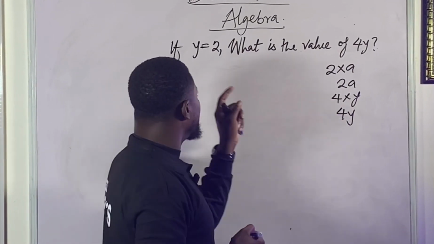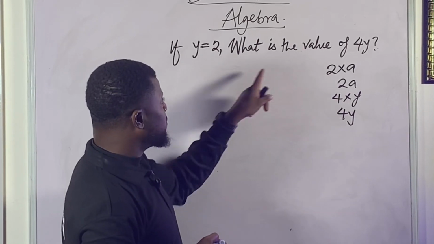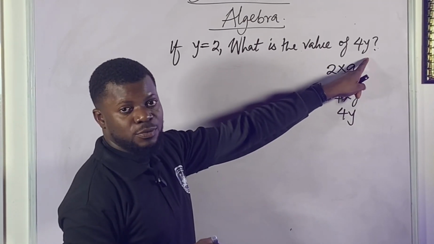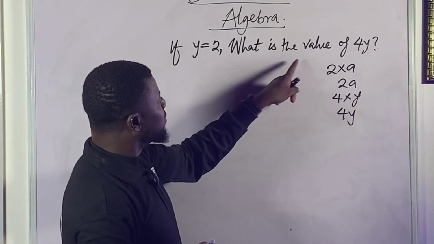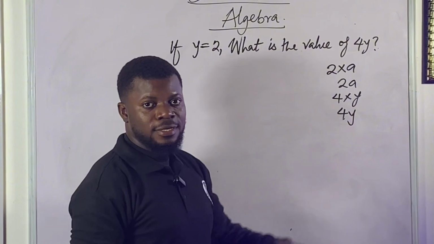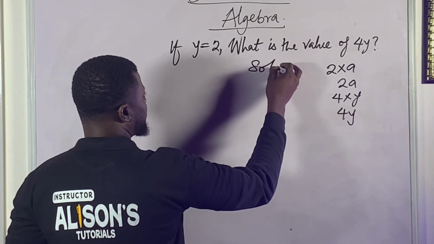All right. So now in this question, they say if y is equal to 2, that means the value of y has been defined. We know the value of y to be 2. All right. So what is the value of 4y? So that makes it a lot simpler. Since I have the solution here.